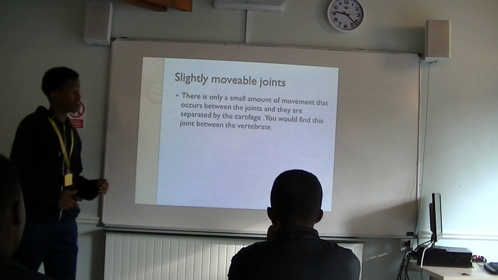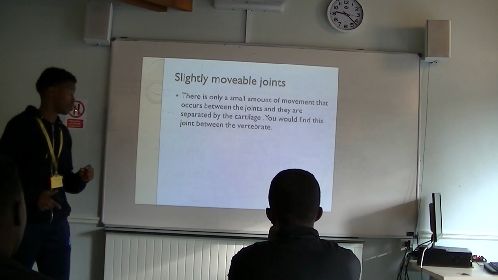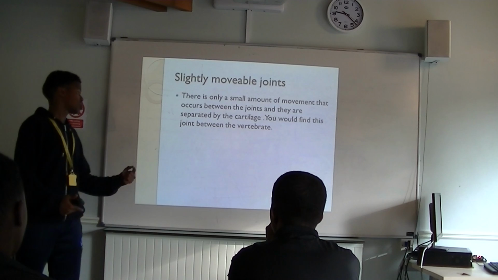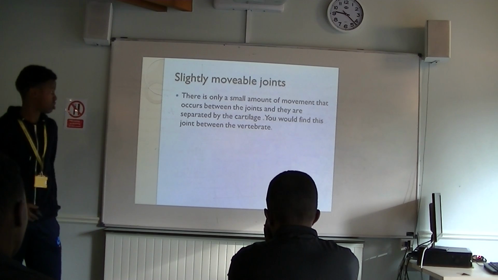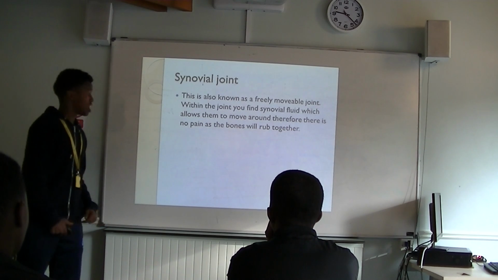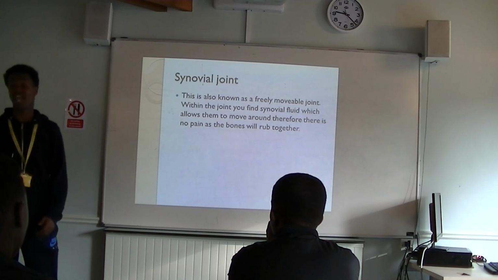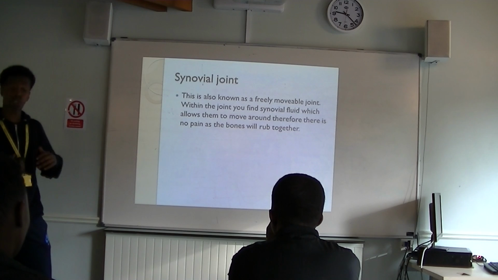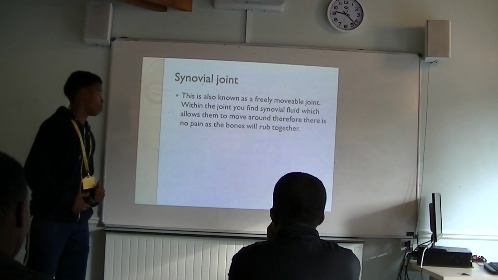Slightly movable joints only allow you a certain amount of movement, and they're separated by cartilage. This is found within your vertebrae. The synovial joint is your freely movable joint. They have synovial fluid, which enables them not to rub together, not causing any harm.